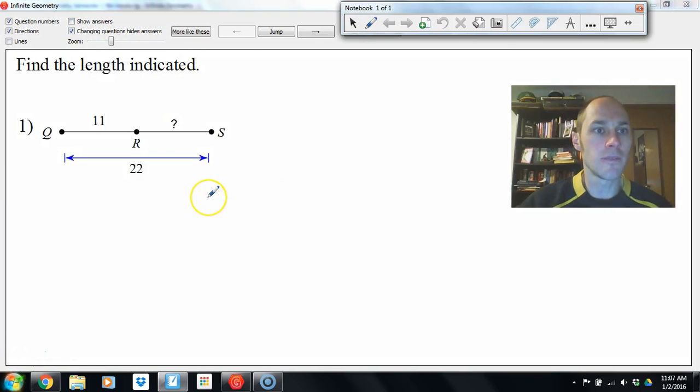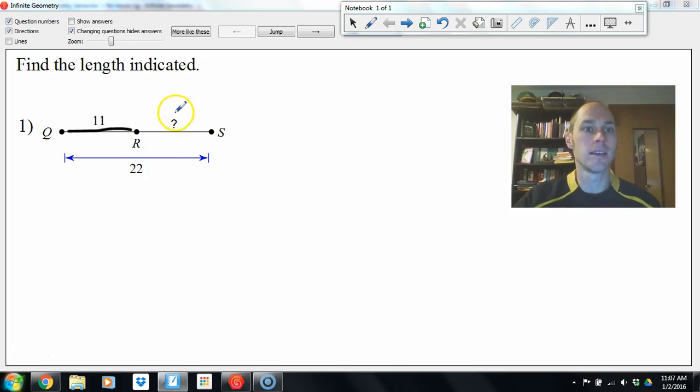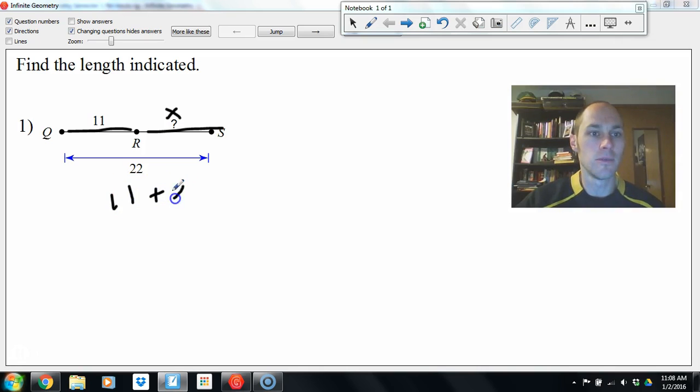All right, first problem, we're trying to find the length indicated. We see that this is a segment addition. So if QR is 11, I know RX is x, so 11 plus x will equal QS, which is 22. So I set up an equation and solve it. I know x has to be equal to 11.